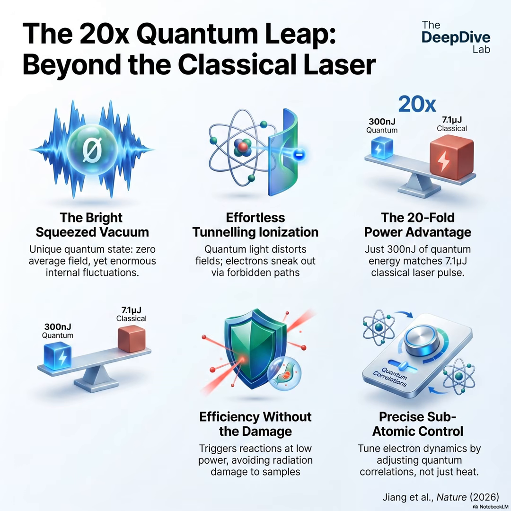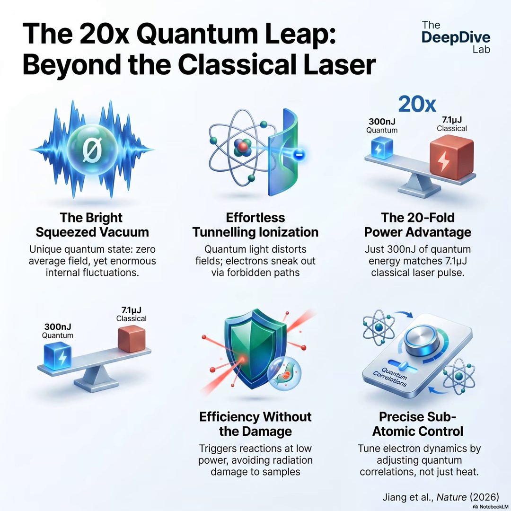Strong field, okay. When you use an incredibly intense laser, the electromagnetic field of the laser is so overwhelmingly powerful that it actually physically distorts the electromagnetic field of the atom itself. So it bends the walls of the atom. Exactly. It warps the potential energy barrier that keeps the electron trapped.